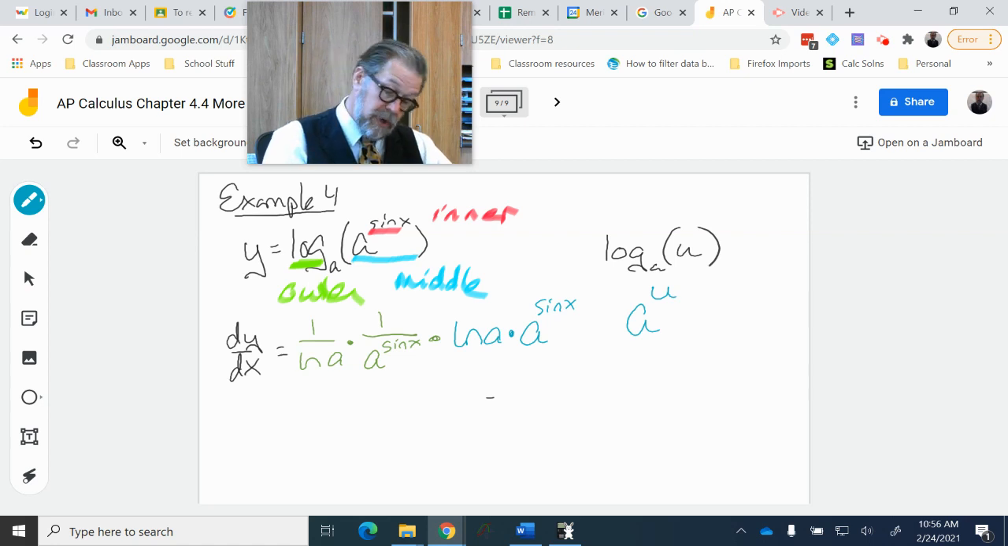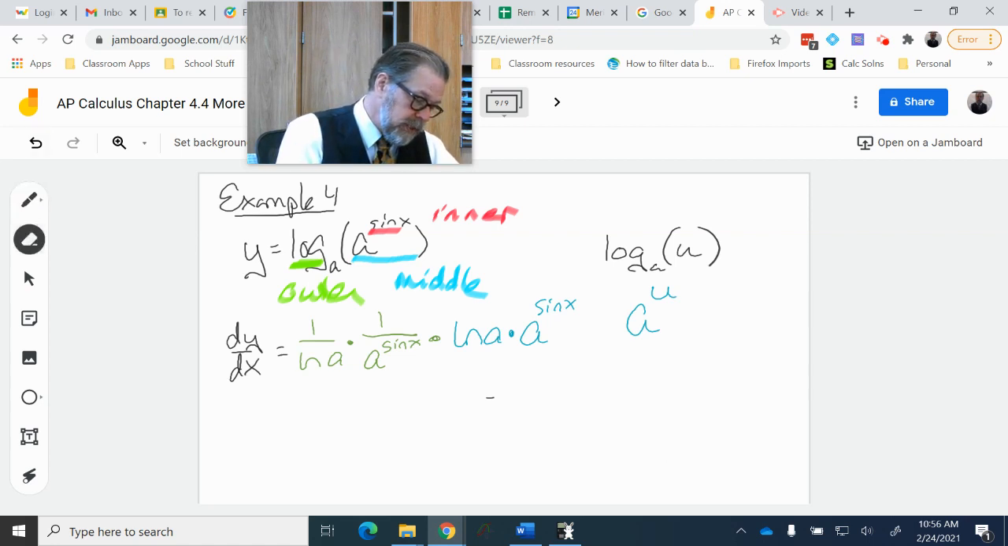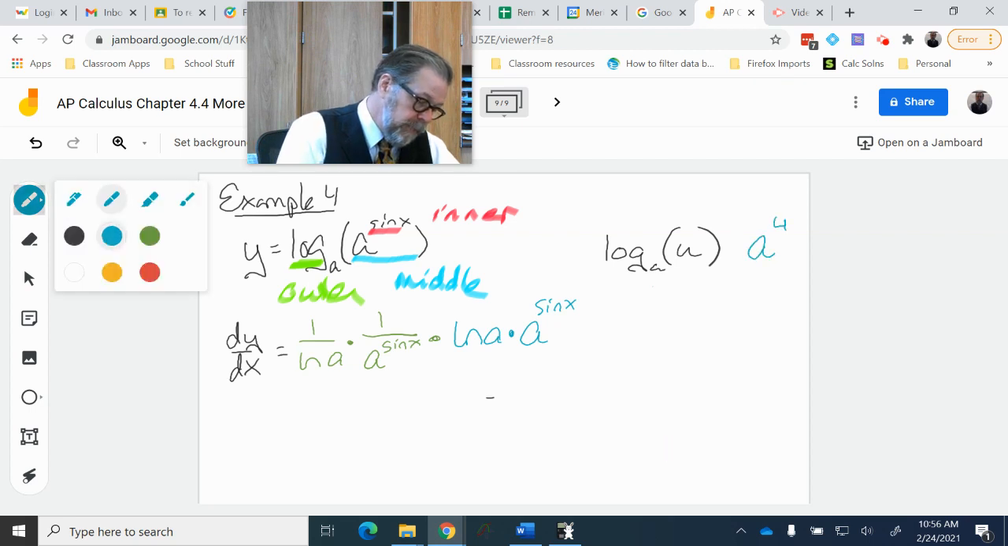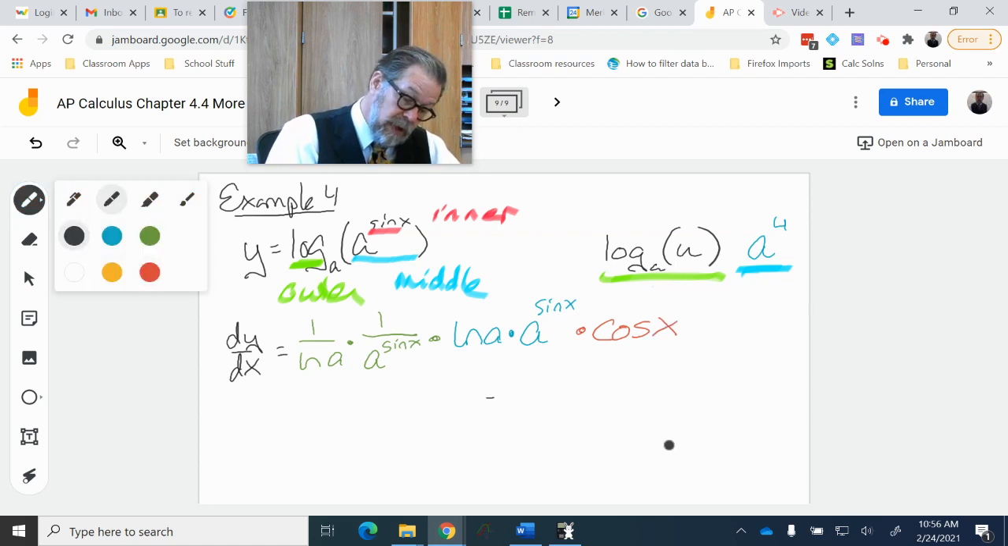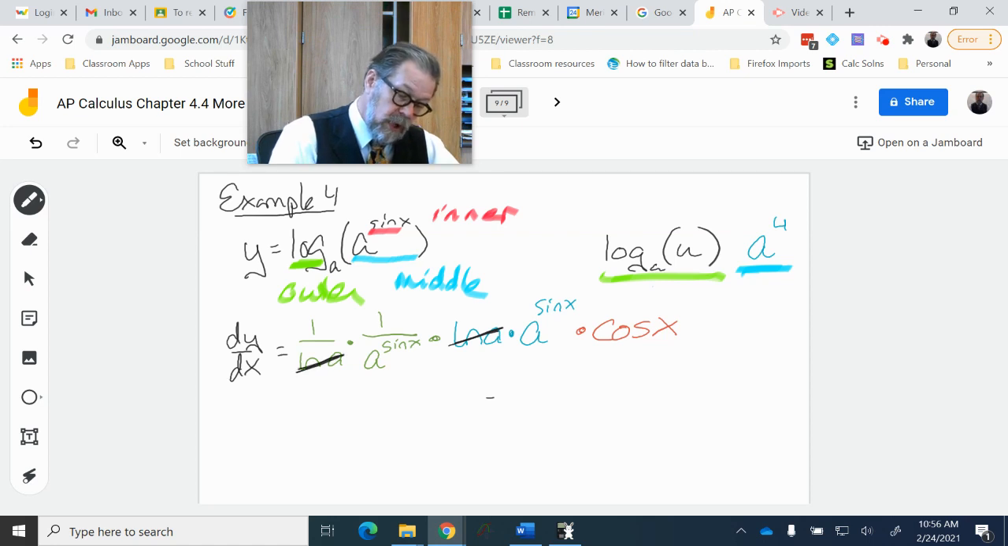All right, so far so good. I just scrunched myself out of room, so I'm going to move that a to the u up here. And just very quickly note that that was my outer, this is my middle. And finally, derivative of the inner, the derivative of sine, of course, is just cosine. All right, let's do a little simplification. Well, I've got a natural log of a and a 1 over natural log of a. I've got an a to the sine x and a 1 over a to the sine x. So the derivative of this is just cosine.